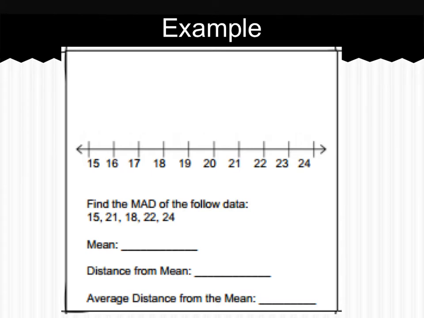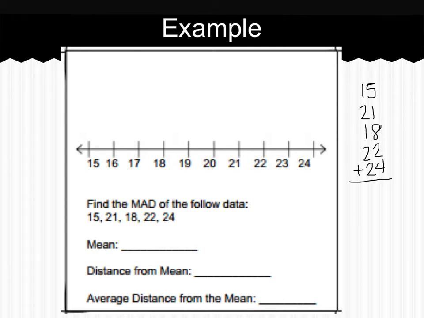Alright, looking at our example in the middle, we have the following data. We're going to find the mean absolute deviation of 15, 21, 18, 22, and 24. The first step is to find the average of all of these numbers. Remember, to find the average, we're going to add them all up and divide by the number of numbers. So we're going to have 15 plus 21 plus 18 plus 22 plus 24.